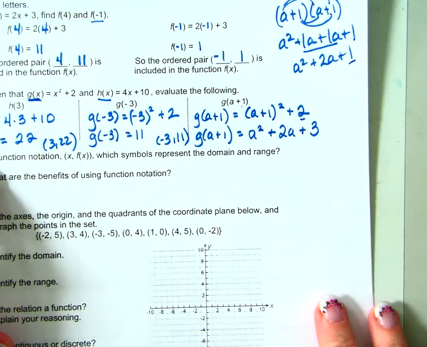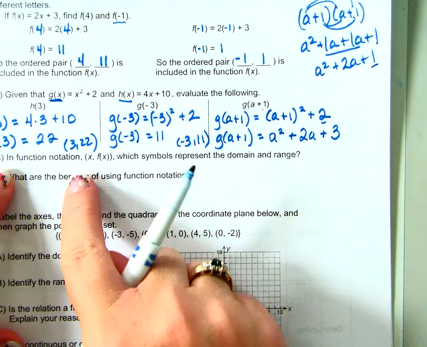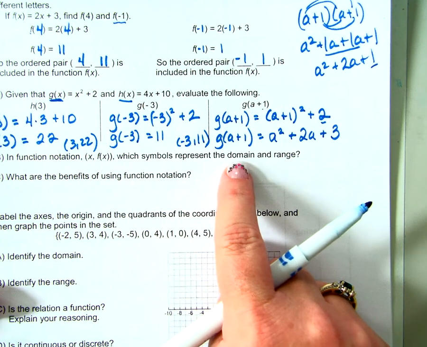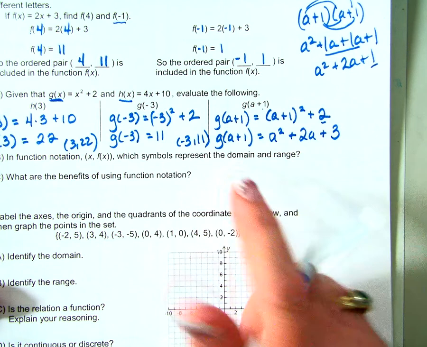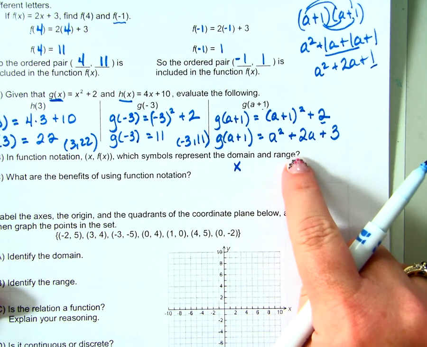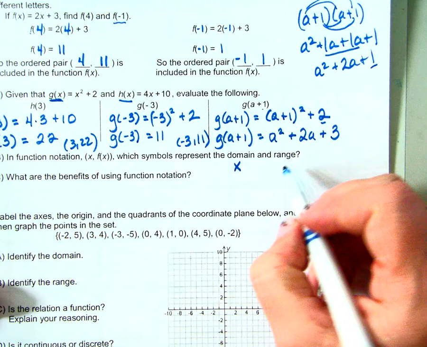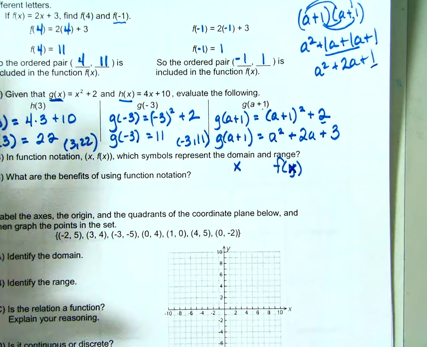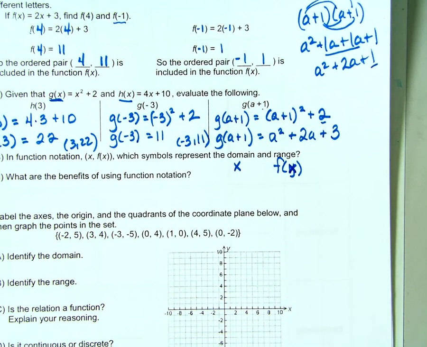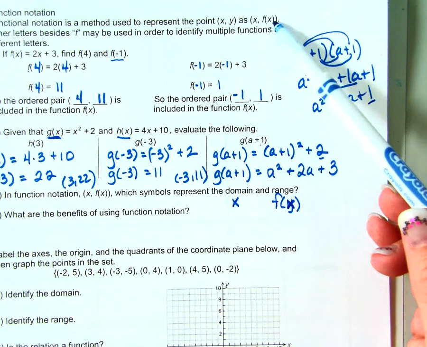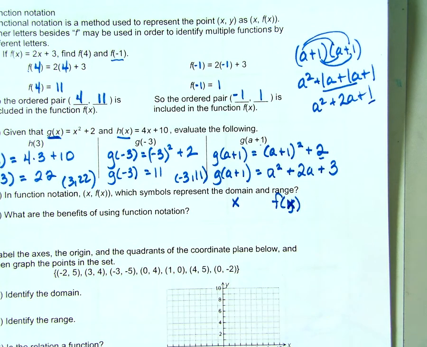Okay? In function notation, f of x, which symbol represents the domain? X, right? Which symbol represents the range? Y. Traditionally, it's the y that represents the range, but in function notation, it's f of x. That's the same thing as that, right? F of x, so that represents the range.